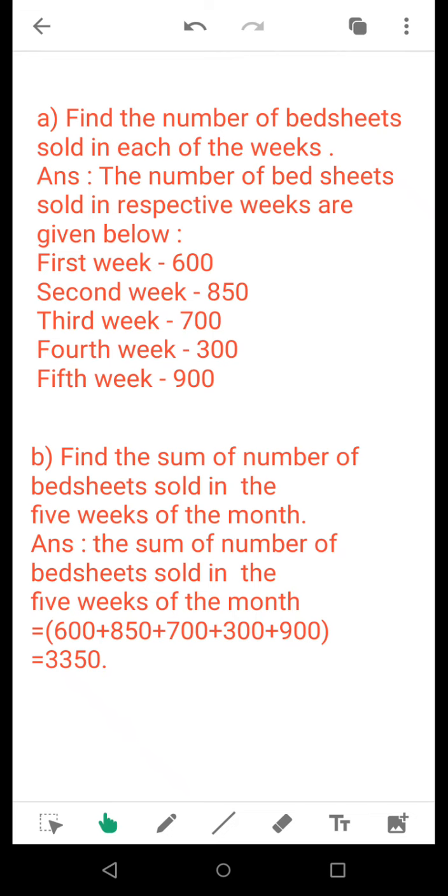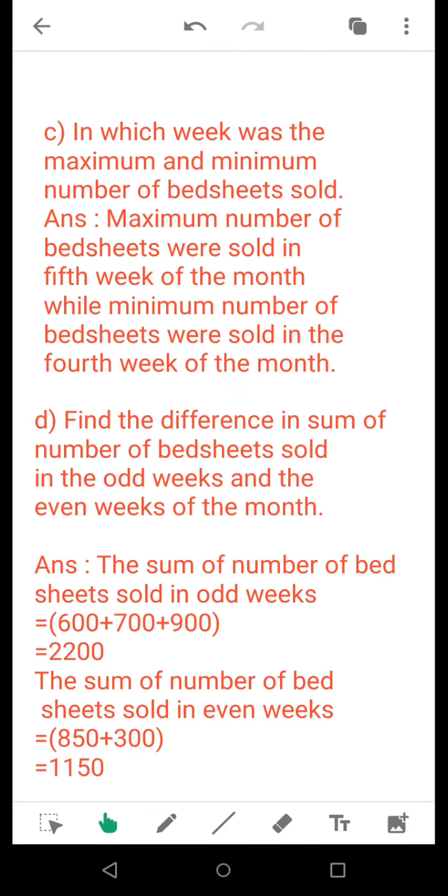Now we come to question number B. Find the sum of number of bed sheets sold in the 5 weeks of the month. That means you have to just sum up these values and find out the number of bed sheets sold in the 5 weeks of the month. So you write them in this manner and add them up. 600 and 850 gives you 1450 plus 700, that means 2150, 300 more 2450, and 900 more means 3350. So at the end you can find out that in the 5 weeks of the month 3350 bed sheets were sold.